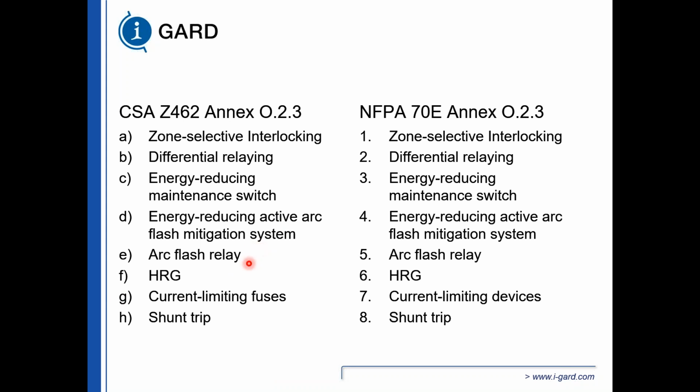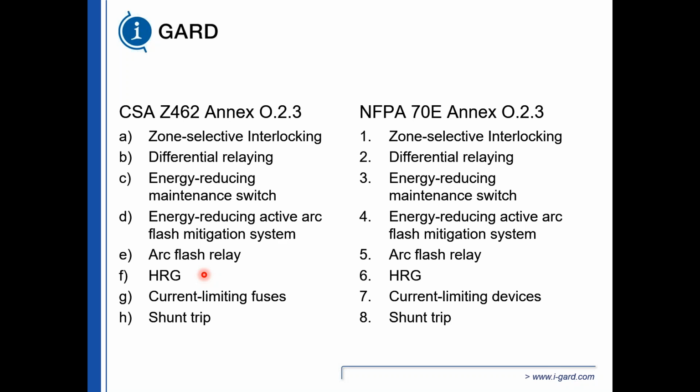Arc flash relay, which is also what we're going to discuss here. We're going to be comparing the arc flash relay with the energy reducing maintenance switch, basically instantaneous protection. High resistance grounding, I don't know if you remember my presentation from what seems like a long time ago, but high resistance grounding does not reduce incident energy.